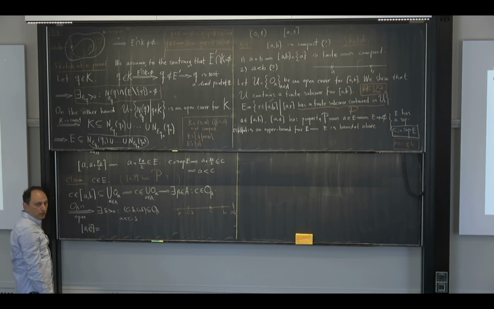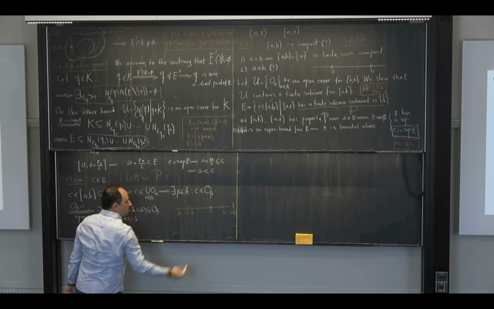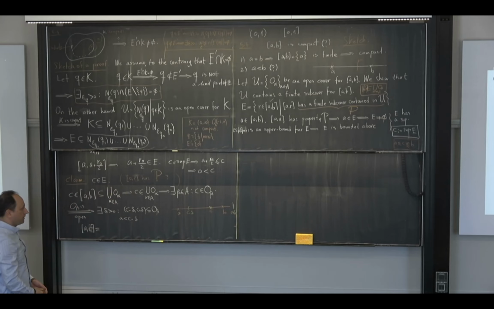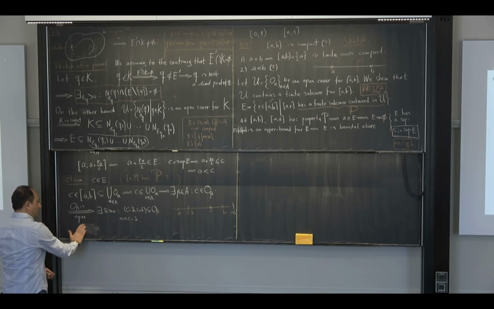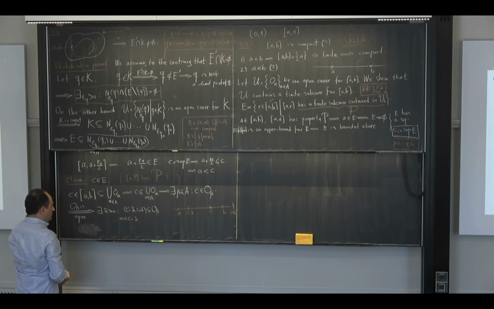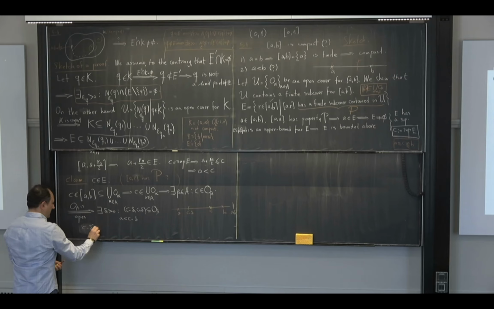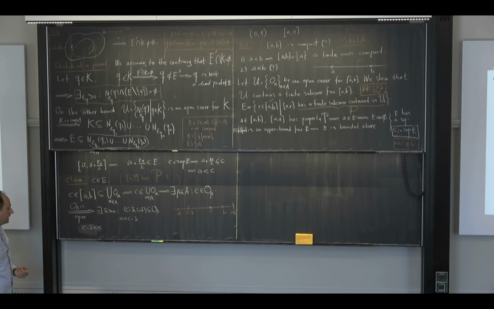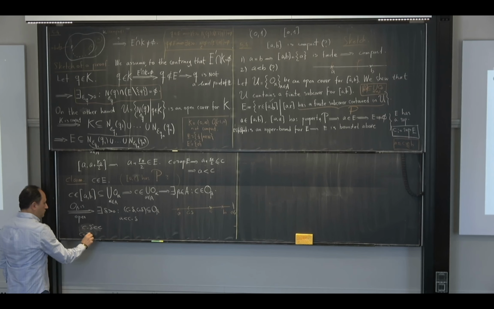Decompose it into two parts. From A to C, what should we do here? No, this is not it. This is very early. Now I have to do something more. So C minus delta is less than C. Do you agree? But what was C? C was the supremum of E.